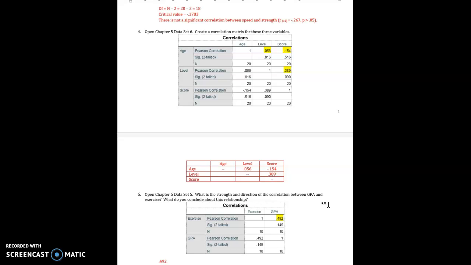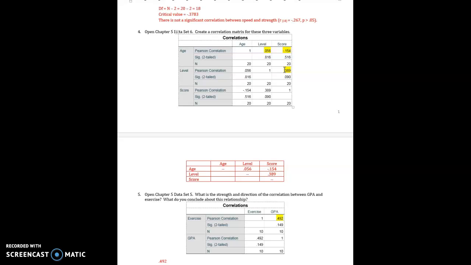So starting with question number 4, this asks you to create a correlation matrix for the 3 variables age, level, and score. So remember that the SPSS output already kind of sets up the output as a correlation matrix, right? So always the correlation between 2 of the same variables is 1, right? They're perfectly correlated. So this is the correlation then between age and level, the correlation between age and score, and then you'll need to find the last one, the correlation between level and score.